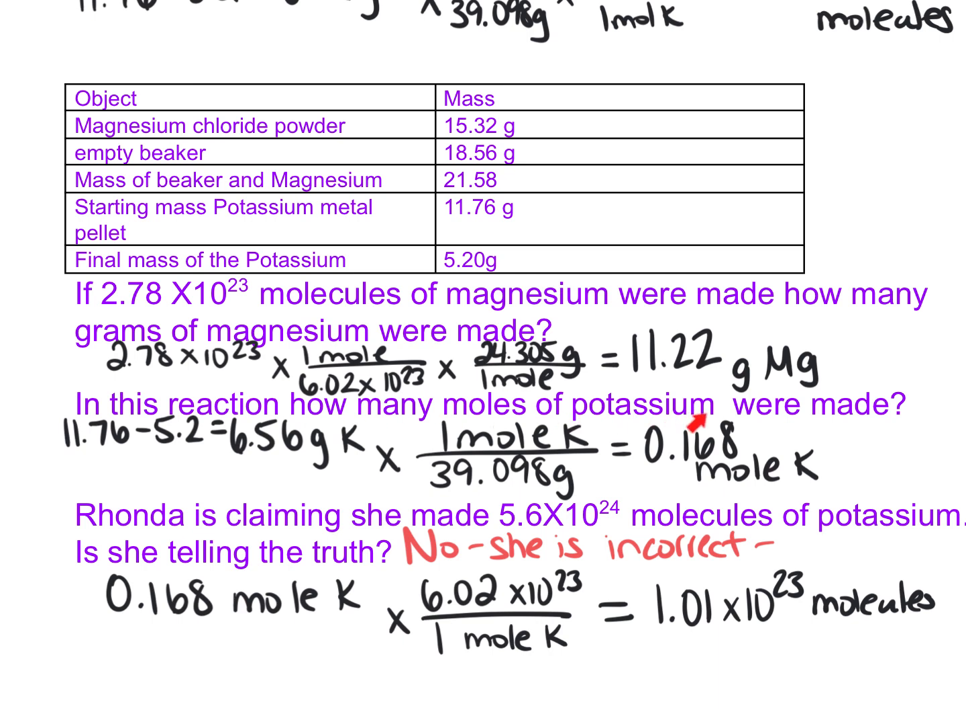In the reaction, how many moles of potassium? Well, first I need to look at my data and subtract my starting potassium versus my final potassium. So that tells me how many grams, and then I'm going to use 1 mole to the molar mass to solve for how many moles of potassium. Finally, I'm going to take those moles of potassium and I'm going to convert to molecules so that way I can see if this is the correct number of molecules. But I see that 0.168 moles of potassium is 1.01 times 10 to the 23rd molecules. That is not what Rhonda is claiming, and so this would be incorrect. These numbers do not match here.